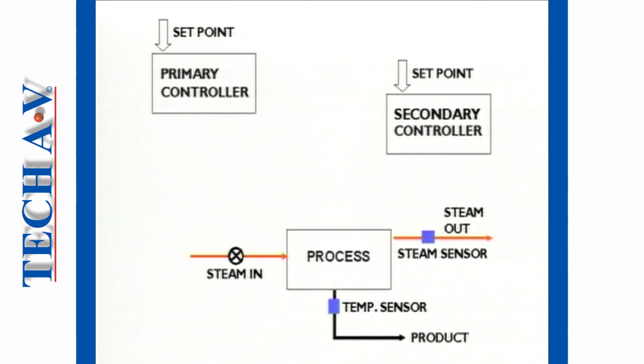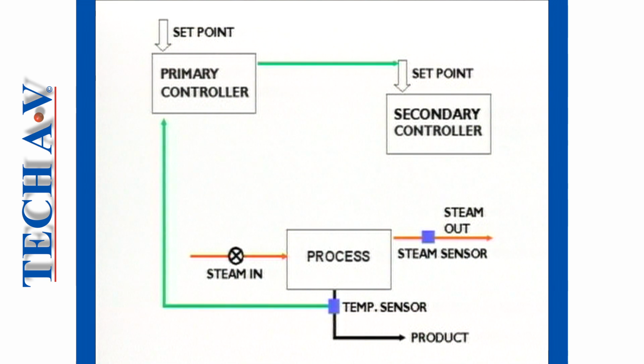Within the cascaded control system, we have two control loops, the outer or primary loop and the inner or secondary loop, respectively. The inner loop functions as a normal feedback loop controlling the secondary variable, steam pressure, whilst the outer loop controls the primary variable, product temperature. But instead of positioning the steam valve, the primary controller is used to adjust the set point of the secondary controller.